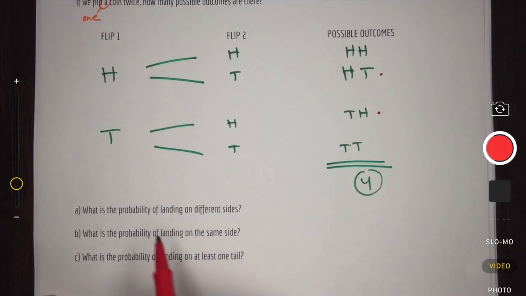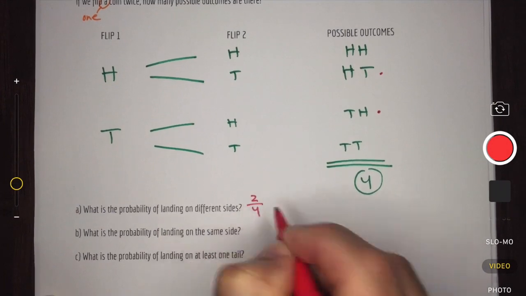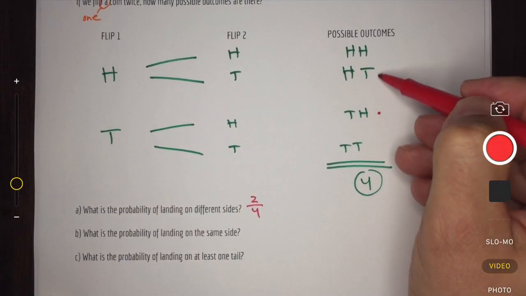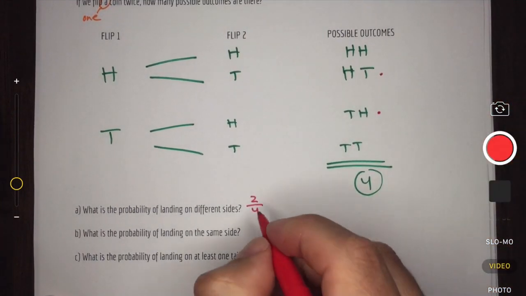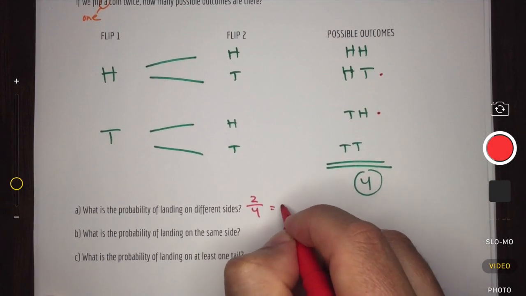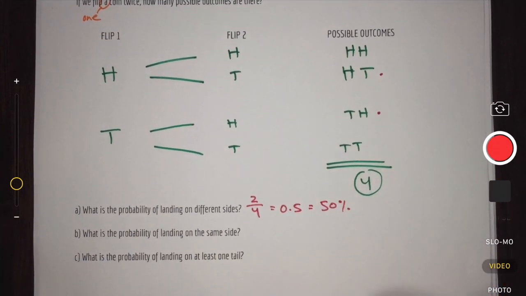So to answer the probability of landing on different sides, I can take 2 out of 4, because I have 2 positive outcomes divided by my 4 possible outcomes. I can turn that into a decimal, which is going to be 0.5, or I can say that I have a 50% chance of that happening.